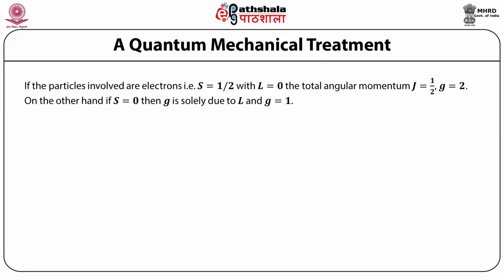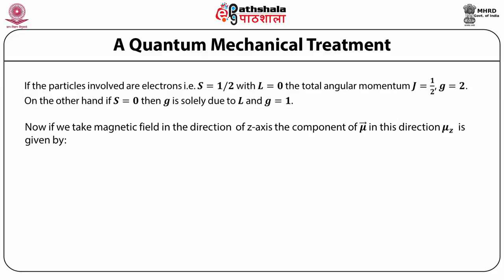L = 0, the total angular momentum J is equal to 1/2 and the Landé factor g is equal to 2. On the other hand, if S = 0, then g is solely due to L and g is equal to 1. Now if we take the magnetic field in the direction of the z-axis, the component of μ in this direction, μ_z, is given by μ_z = g μ_B m, where m takes values from −J to +J in steps of 1.